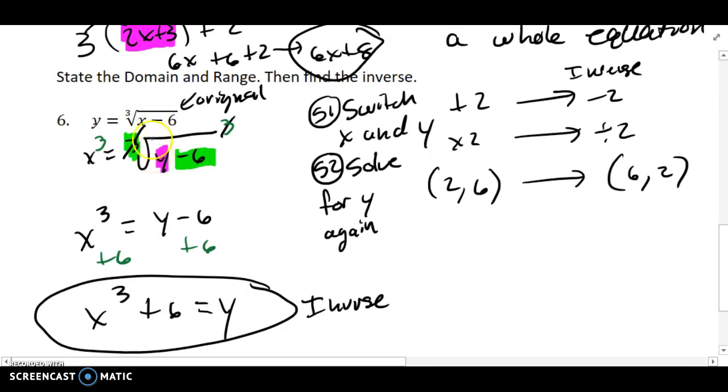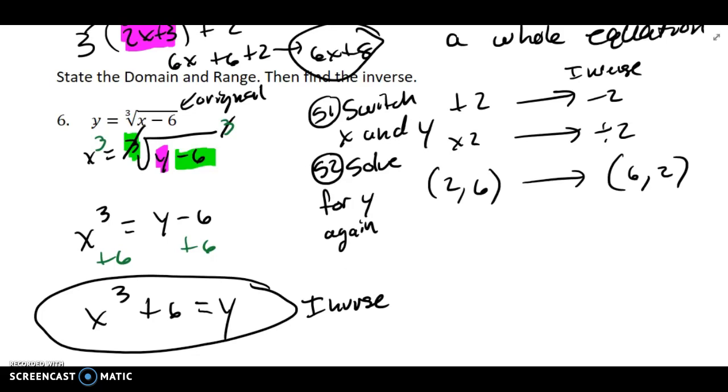So the reason why these are inverses is they're completely backwards from each other. Instead of a root 3, we have a power 3. Instead of a minus 6, we have a plus 6. And so they are completely backwards from each other, and that's why they're inverses. What that means is if I put them together using function composition, they're going to cancel each other out. Okay? And that's our goal today.